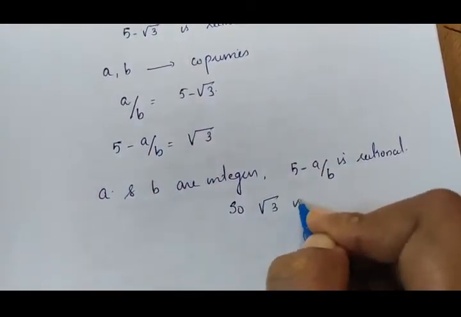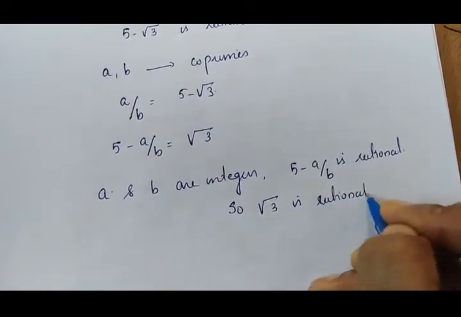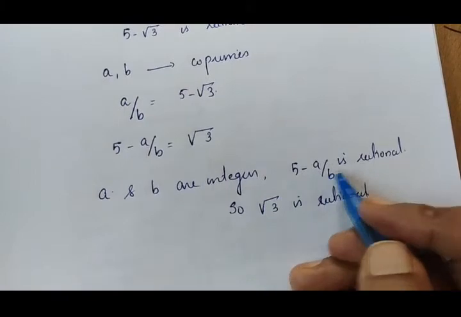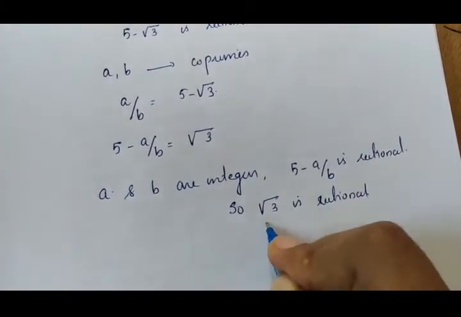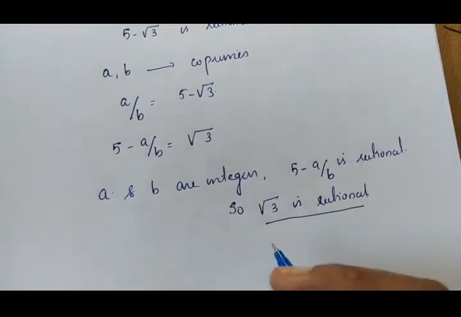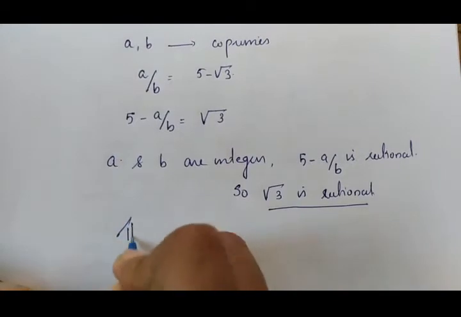Since a and b are integers, 5 minus a by b is rational. So root 3 is rational. But this statement is a contradiction. We already know that root 3 is irrational. So this contradicts root 3 being irrational.